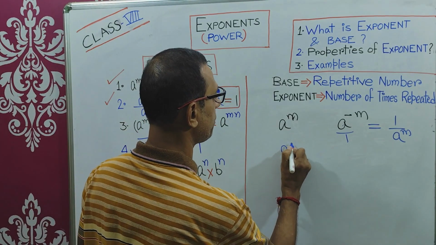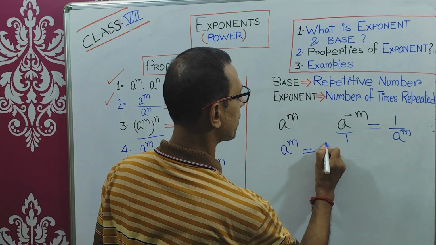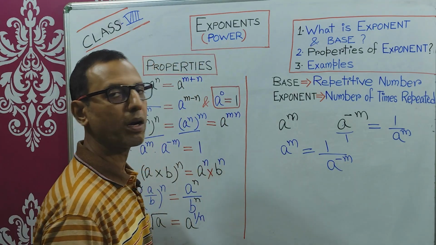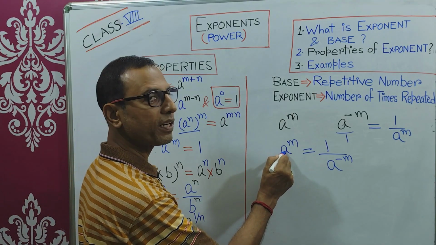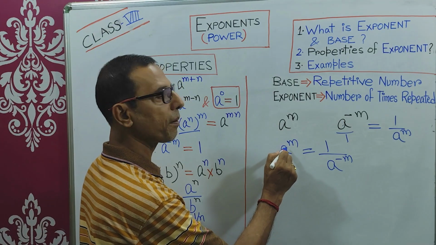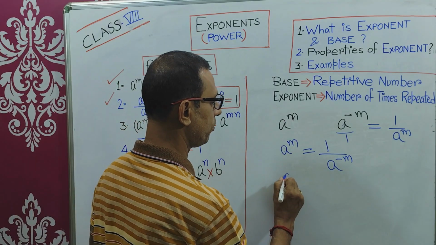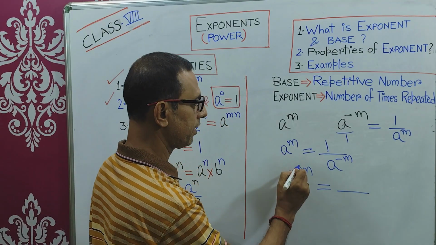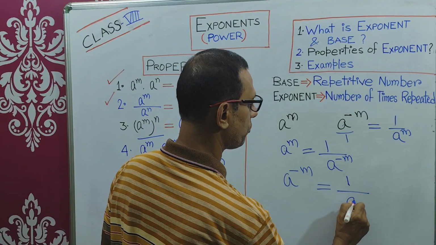So if you say a to the power m, what you can say is 1 by a to the power minus m, because you are taking the numerator a to the denominator, therefore the sign of the power of the base is changing from plus to minus. Let's say you have a to the power minus m, then if you convert this minus to plus, in that case what will happen? 1 by a to the power m.